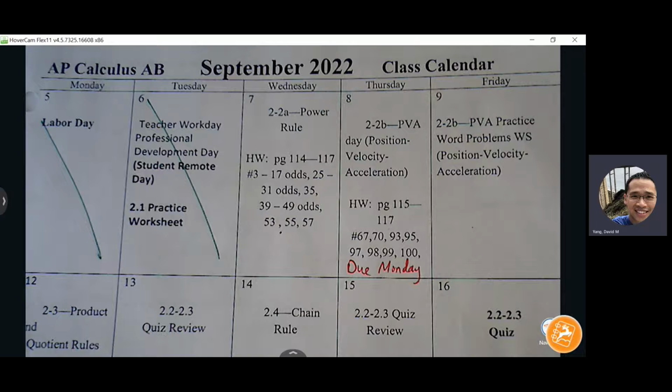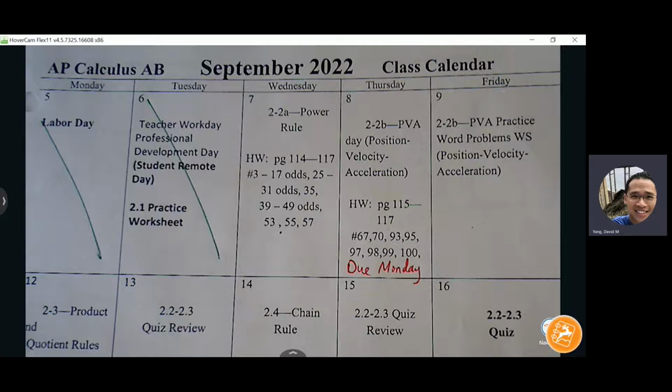Literally. Yesterday we started with power rule. I want to do a little bit of review, and then we're going to move into position, velocity, acceleration.